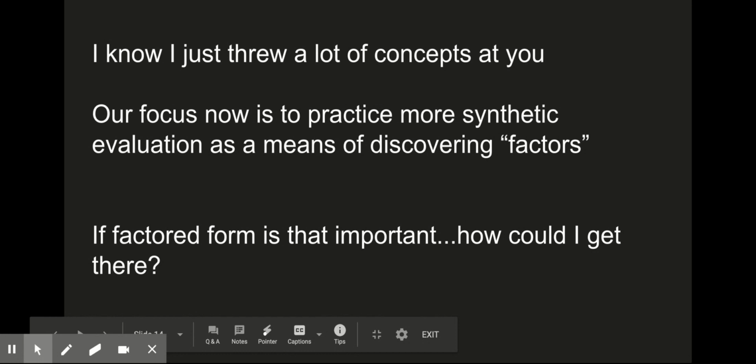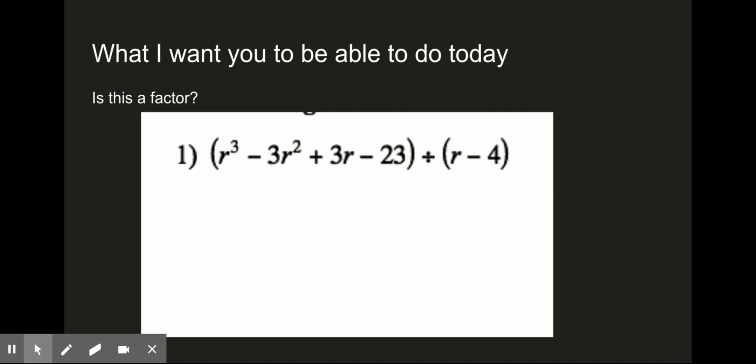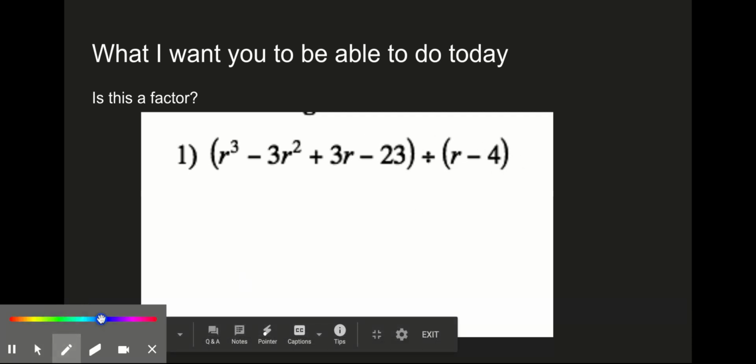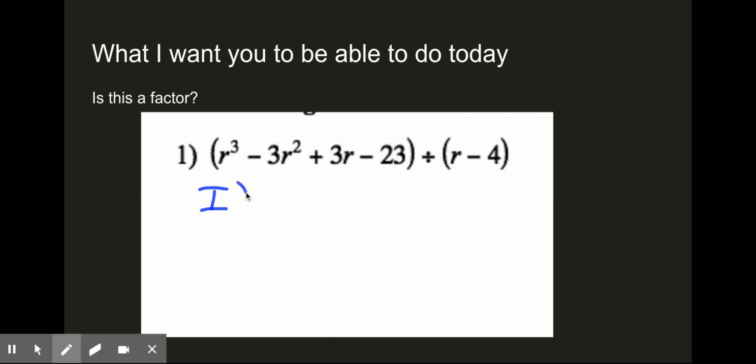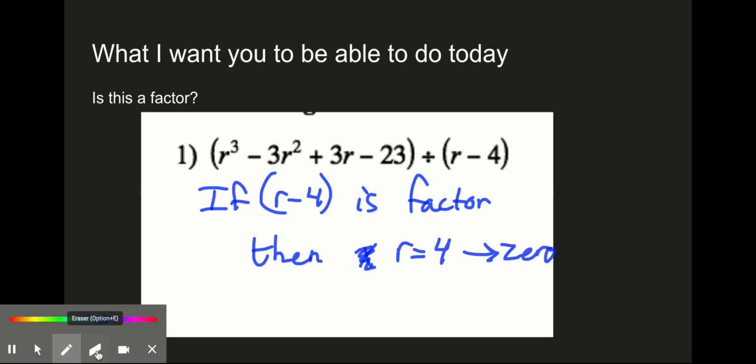Really, I want to teach you guys how you can use synthetic evaluation to factor, okay? So what I want you to be able to do is first ask yourself, is this a factor? And let's think about the terms we've used. Factor, a 0, a solution. If r minus 4 is a factor, then r equals 4 will produce a 0, right? That has to be true.